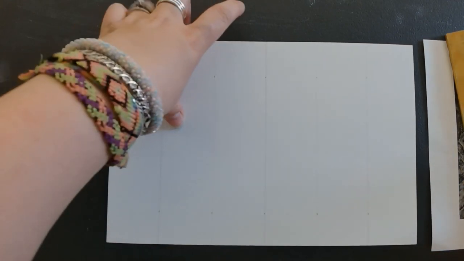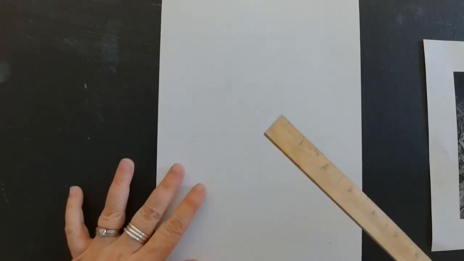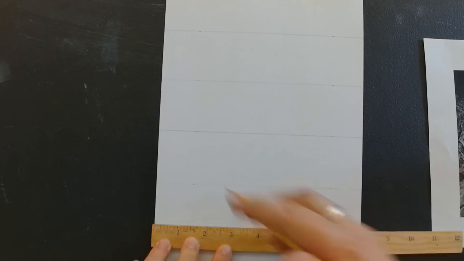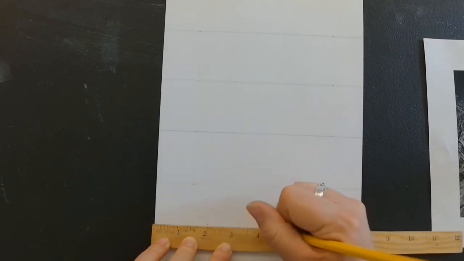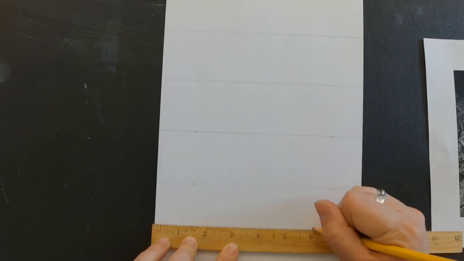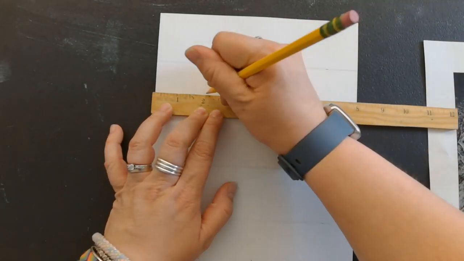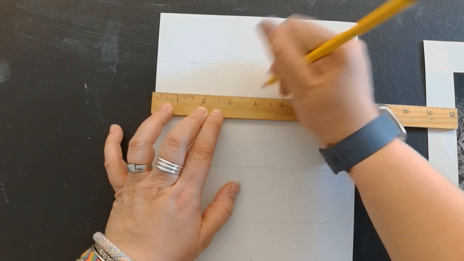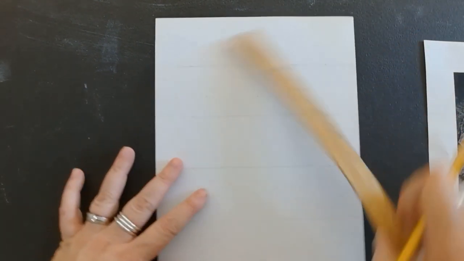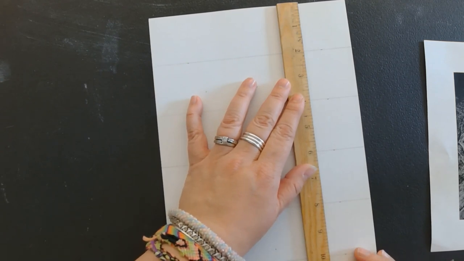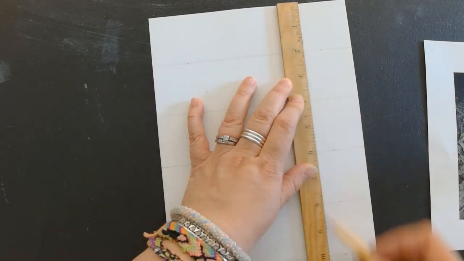Okay, now I'm going to turn my paper, and I'm going to do the same thing the other way. So I'm going to put my ruler down at the bottom. Okay, and I'm going to go every 2 inches. 2, 4, 6. And 8 is at the end of the paper. I'm going to go up to the top and go every 2, 4, 6, and 8. I'm going to line up my marks and then draw a nice light line going all the way down my paper.